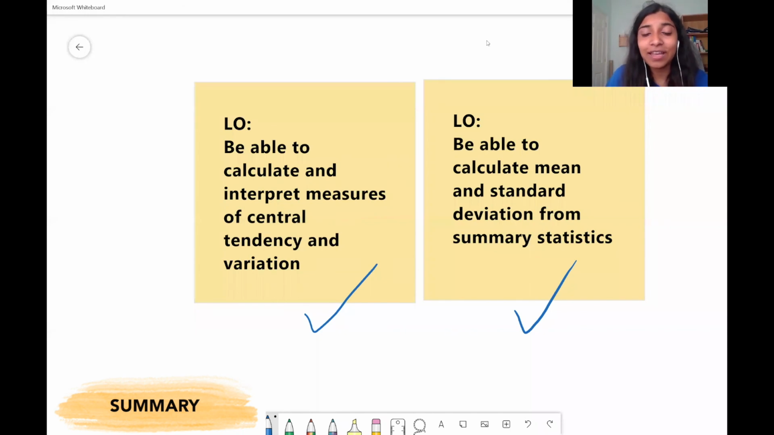So that's everything. I hope you found that useful, and you can now calculate and interpret measures of central tendency and variation, and you can now calculate mean and standard deviation from summary statistics. So make sure you do some practice questions just to make sure you fully understand everything that we've covered.